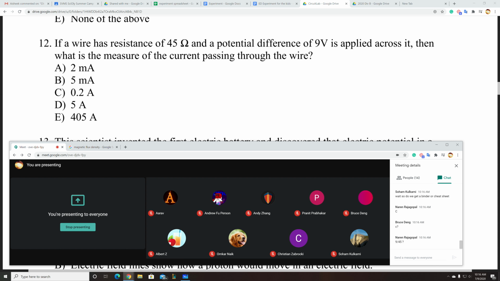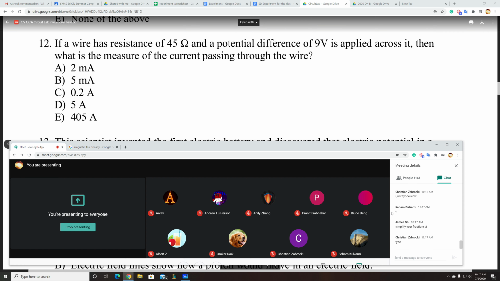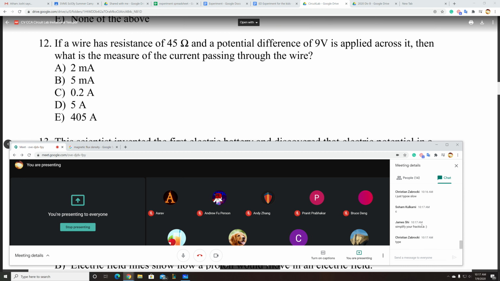His second answer's right. 9 over 45. It's supposed to be 0.2 amps. Okay, what milli? Yeah, milliamps just means 10 to the power of negative 3. James, that's perfectly fine.